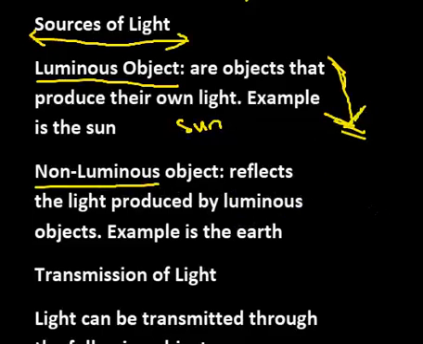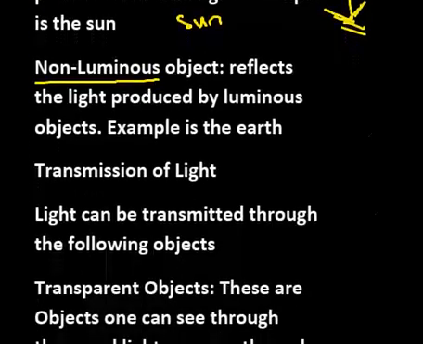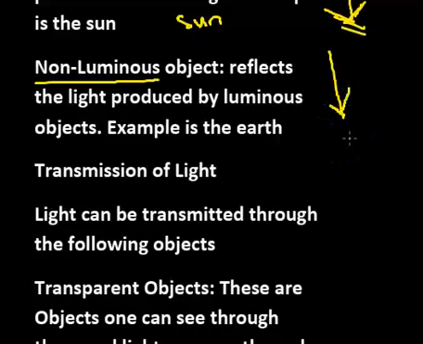The light that you see on the earth is reflected from the sun, and that is why we have day and night. As the earth rotates, it is only the part facing the sun that receives light, and that will be the day. But as it turns away from the sun, it becomes dark. That's how we have night, right? So please take note of that.